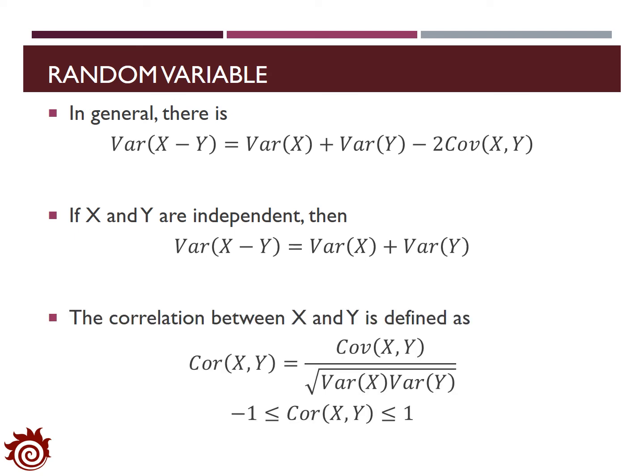And also, we can define the correlation between any two random variables X and Y. The correlation of X and Y equals the covariance of X and Y divided by the square root of the variance of X times the variance of Y. And it will give us a value such that the correlation of X and Y is always between minus 1 and 1.